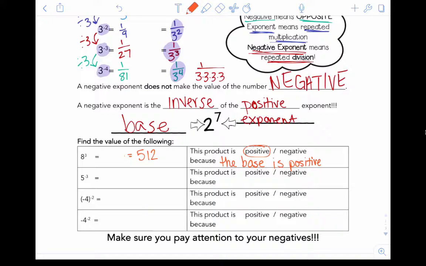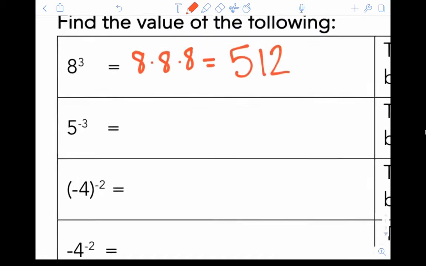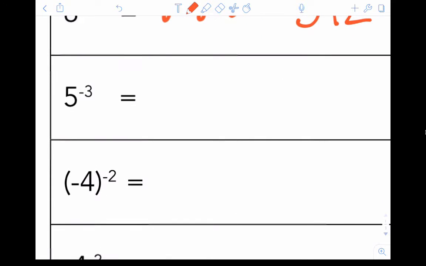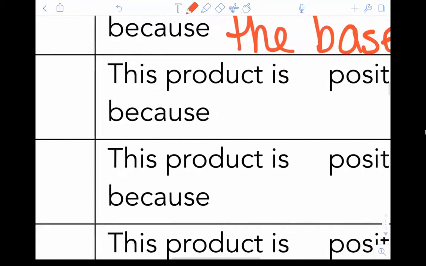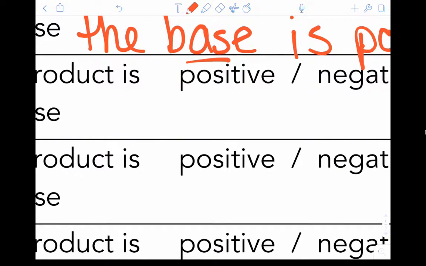Next, I'm going to come over to 5 to the negative 3rd. First thing I notice is that I have a negative exponent. And so that negative exponent tells me that that's an eviction notice and it needs to move. So it needs to move down to the denominator, and when it does that, it becomes positive. So now I have 1 over 5 to the 3rd, which is 1 over 125. So this is positive, and it's positive because the base is positive.